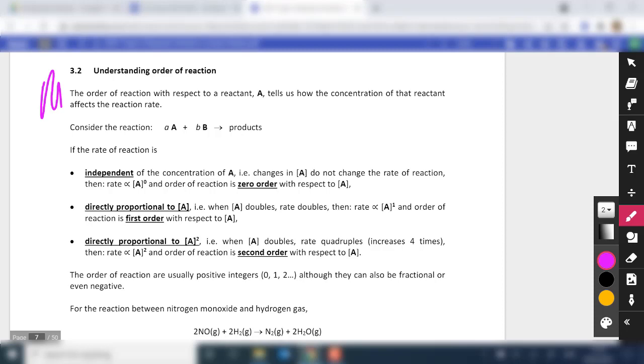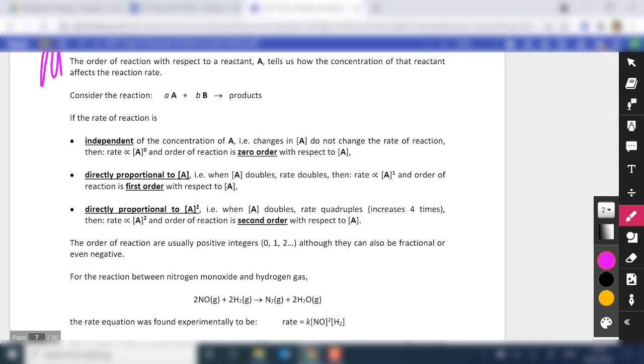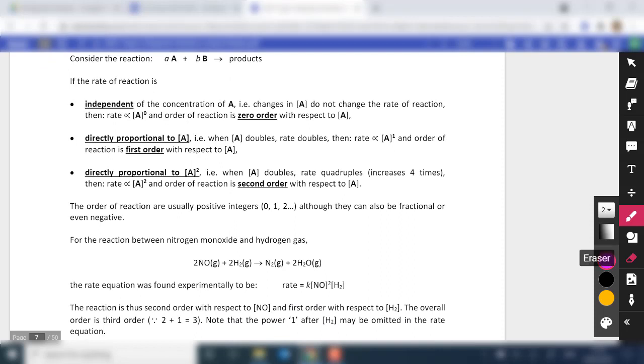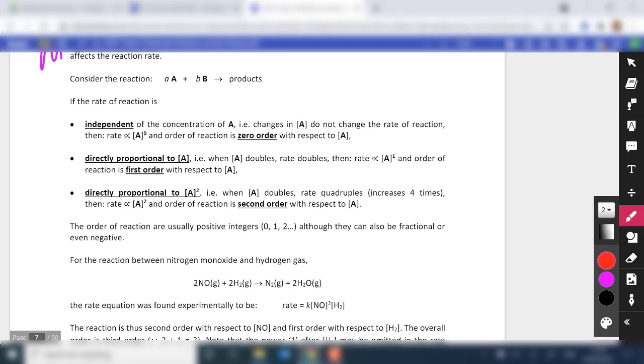Over here, beyond the technical definition, we need to introduce to you three common orders. I'm not saying that you only will get 0, 1, and 2.